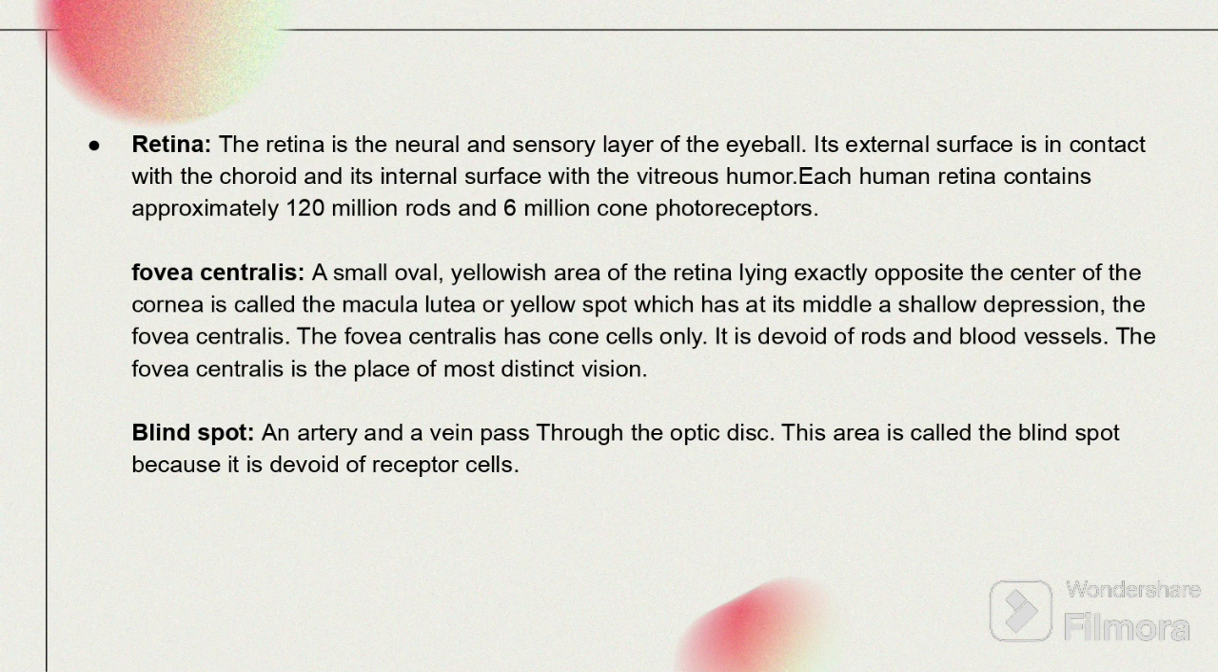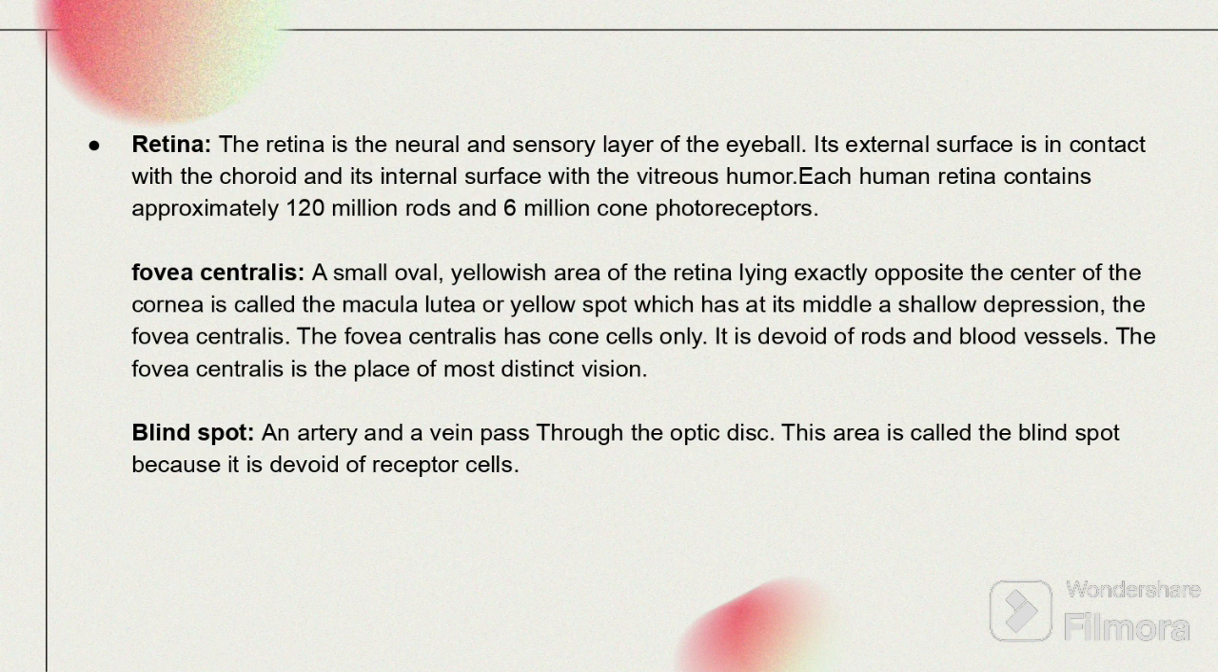Retina. The retina is the neural and sensory layer of the eyeball. Its external surface is in contact with the choroid and its internal surface with the vitreous humor. Each human retina contains approximately 120 million rods and 6 million cone photoreceptors.